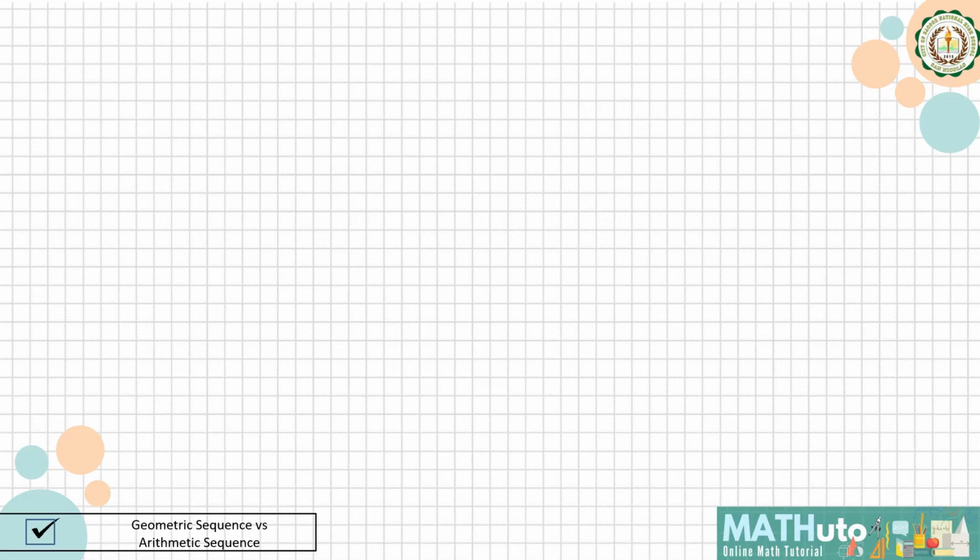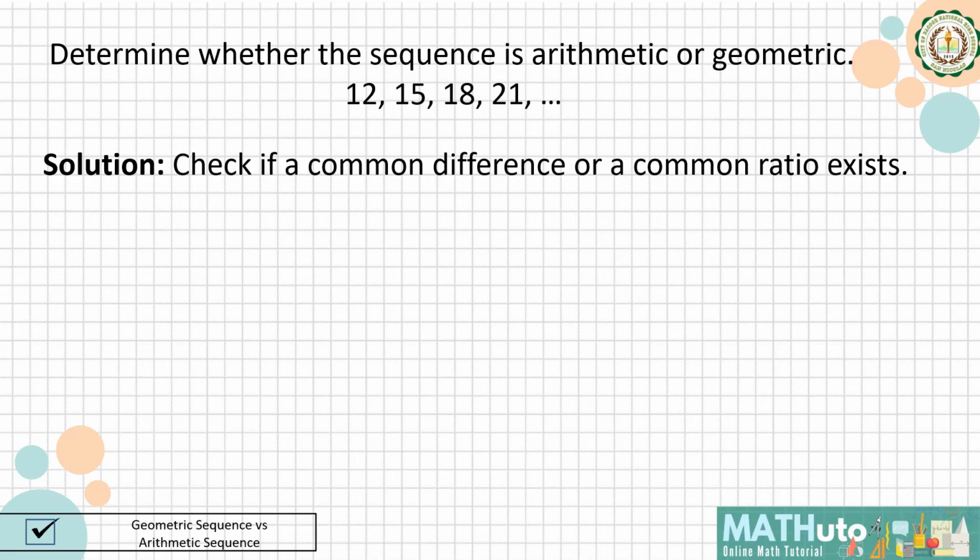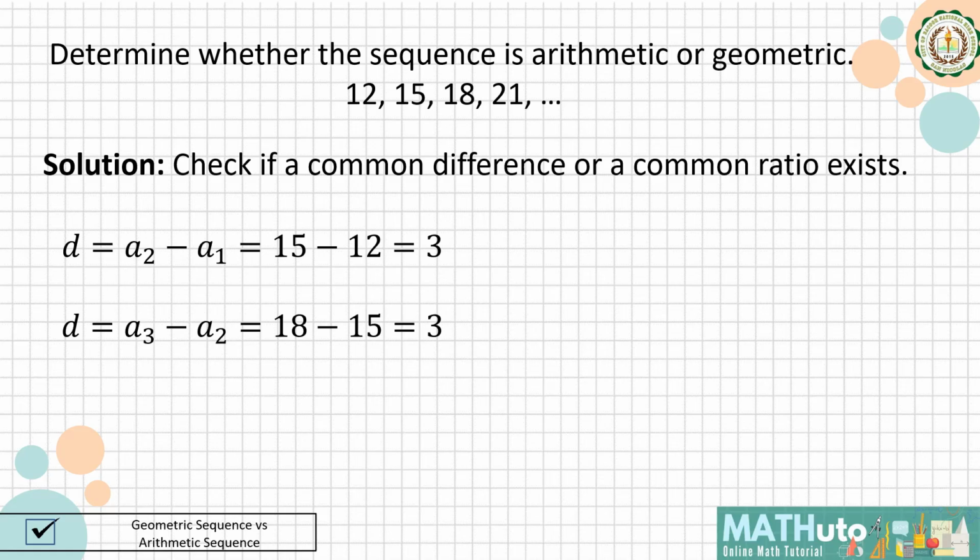Let us now have some examples. Determine whether the sequence is arithmetic or geometric: 12, 15, 18, 21. We have to check if a common difference or a common ratio exists. For the common difference, we will subtract the first term from the second term. That is 15 minus 12, which is 3. Also, let us subtract the second term from the third term. 18 minus 15 is also equal to 3. Notice that there is a common difference of 3.